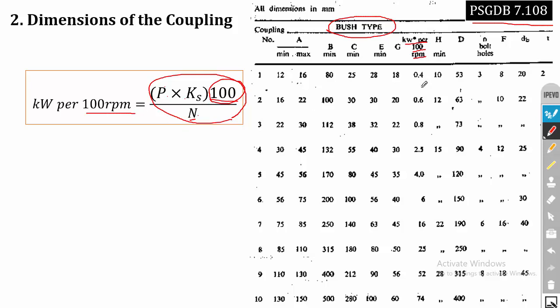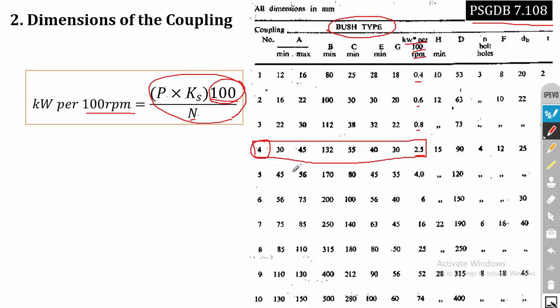Here you can see this is the power column. The kilowatt values are 0.4, 0.6, 0.8 and 2.5. So this 2.1 comes in between coupling 3 and 4. If the power is 2.1 kilowatt, then we have to select the next standard coupling, that is coupling number 4. Okay, fine. So this is how we have to select the standard coupling.